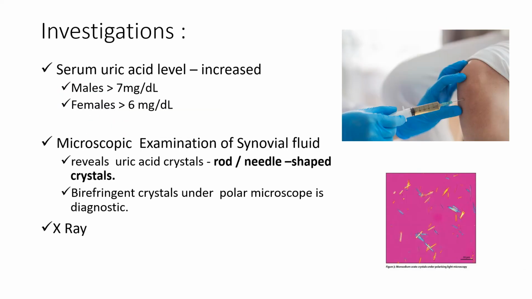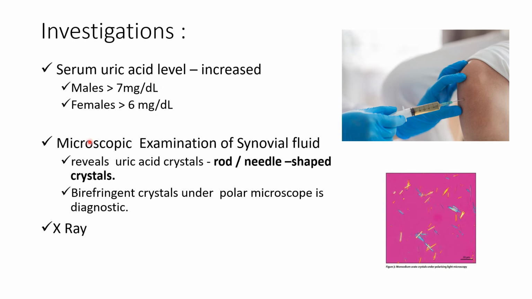The investigations which are done in gouty arthritis are a simple one, that is estimation of serum uric acid level. So in gouty arthritis there will be hyperuricemia, that is increased uric acid levels in the body. If the levels go beyond 7 mg per deciliter in males and more than 6 mg per deciliter in females, it is actually a diagnostic feature of gouty arthritis.